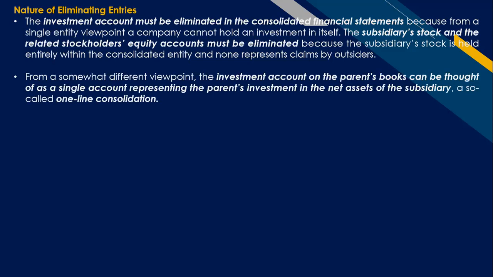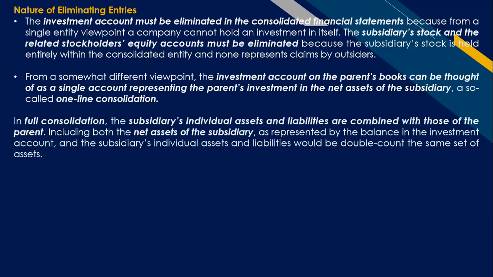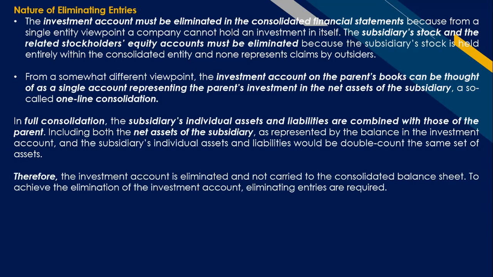From a somewhat different viewpoint, the investment account on the parent's books can be thought of as a single account representing the parent's investment in the net assets of the subsidiary, a so-called one-line consolidation. In full consolidation, the subsidiary's individual assets and liabilities are combined with those of the parent. Including both the net assets of the subsidiary as represented by the balance in the investment account and the subsidiary's individual assets and liabilities would double count the same set of assets. Therefore, the investment account is eliminated and not carried to the consolidated balance sheet.